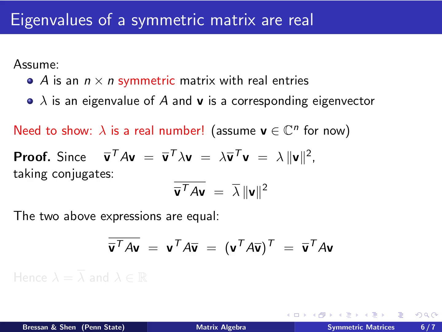Okay, so we have shown that this quantity equals that quantity, meaning this equals that. And then you must conclude that the right hand side here must equal the right hand side here. Well, if this equals that for this non-zero vector v, then you must conclude lambda equals lambda bar, the conjugate of lambda, and therefore lambda must be a real number.